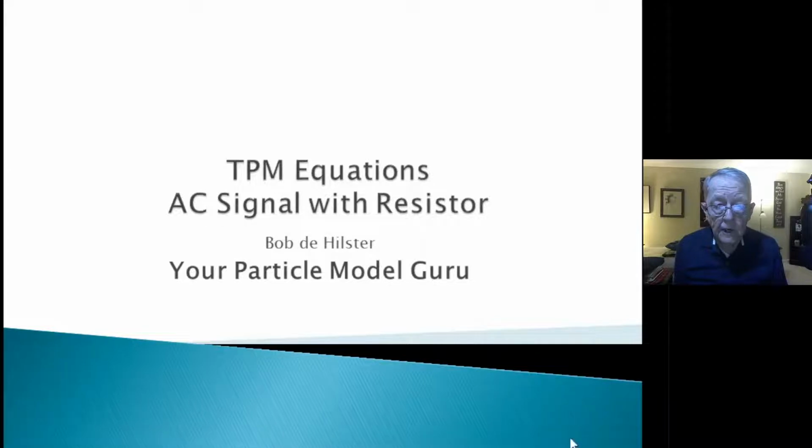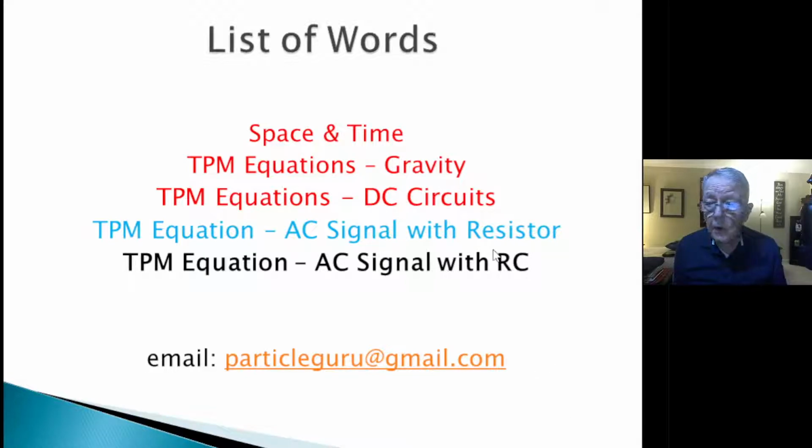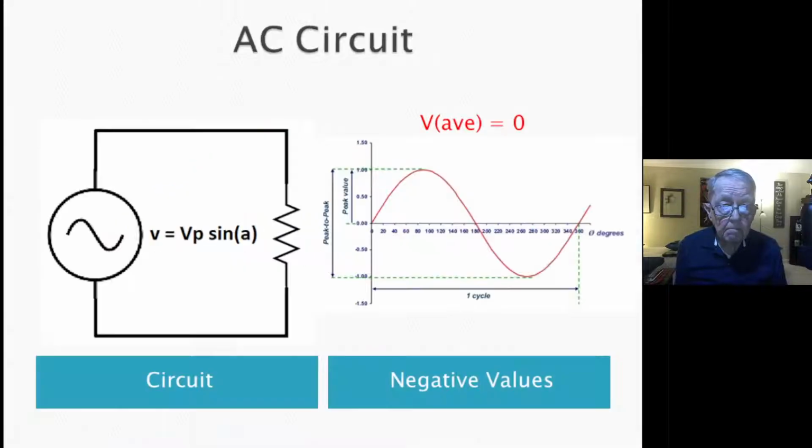Today's video is titled TPM Equations. It's a continuation of videos I'm doing on equations, and today it's about an AC signal generator with just a simple resistor. I've been going over a list of words. I've done space, time, and now a whole series on equations. My next one will be with an RC, adding a capacitor to the AC circuit.